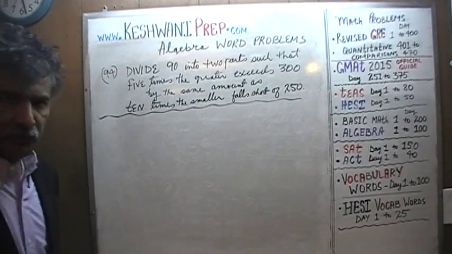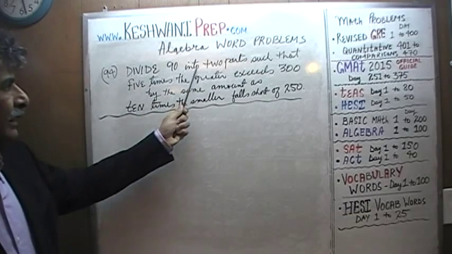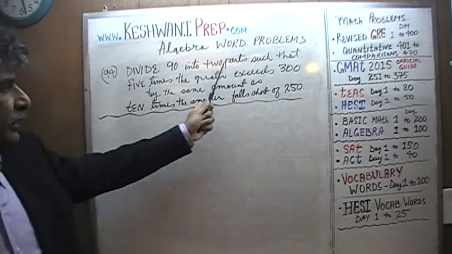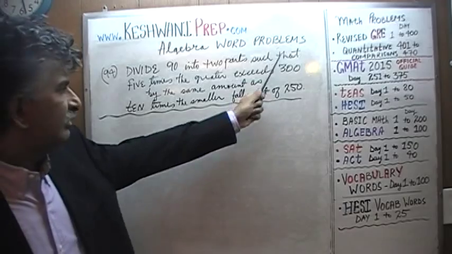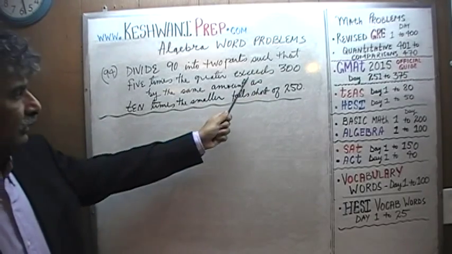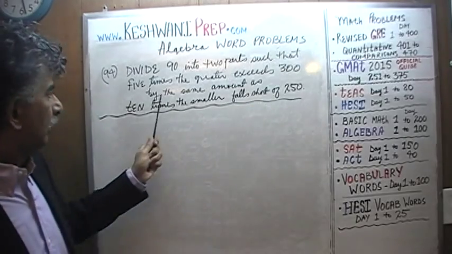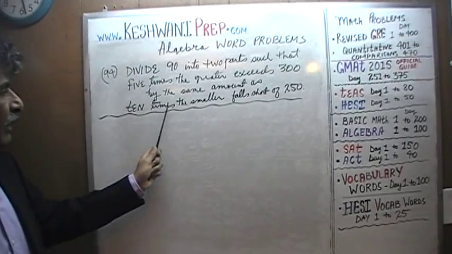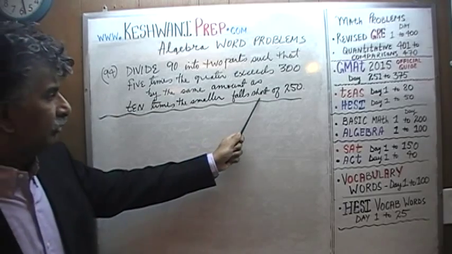It says we are to divide 90 into two parts such that 5 times the greater number exceeds 300 by the same amount as 10 times the smaller number falls short of 250.